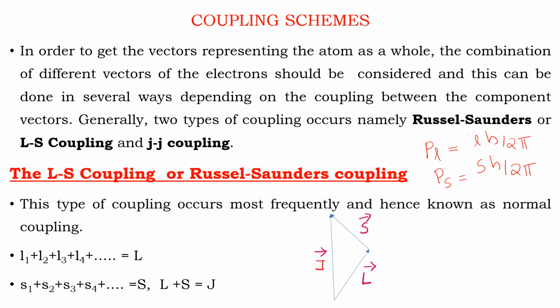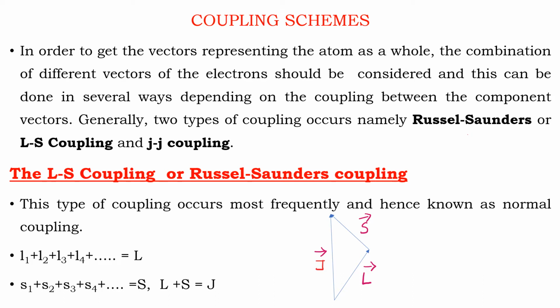Here, the L vector and the S vector, these two vectors can be combined together to form a resultant vector, and that is the J vector. That is, in an atom, the orbital vector and the spin vector can be combined together to form a total angular momentum vector J. And this method is known as coupling. And coupling means it is a method of combining different quantized vectors, that is the different L and S vectors, to form a resultant quantized J vector.